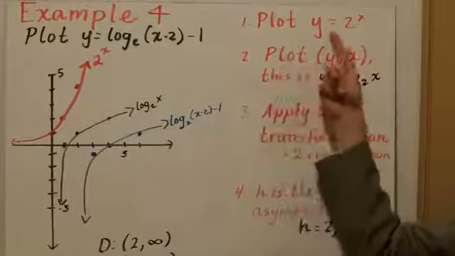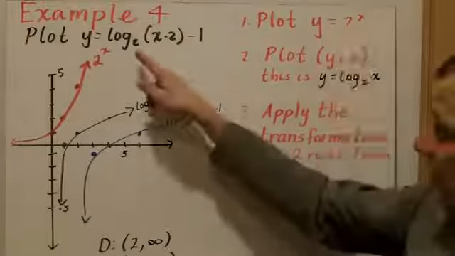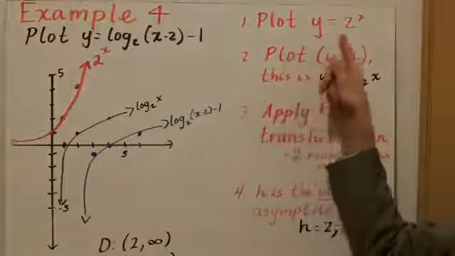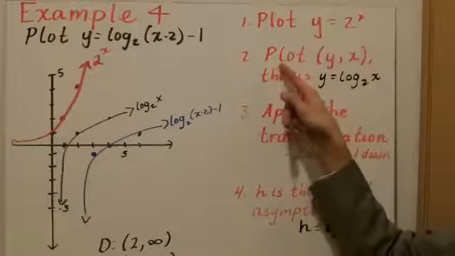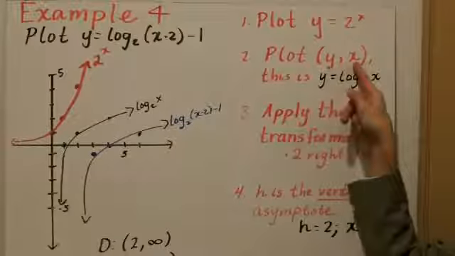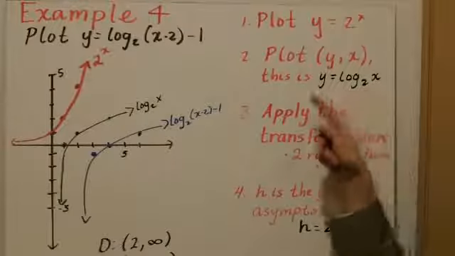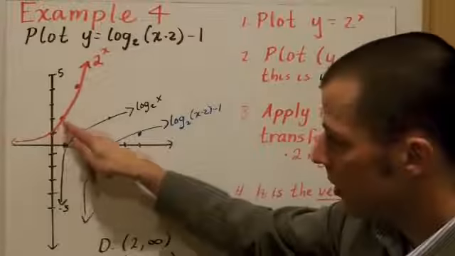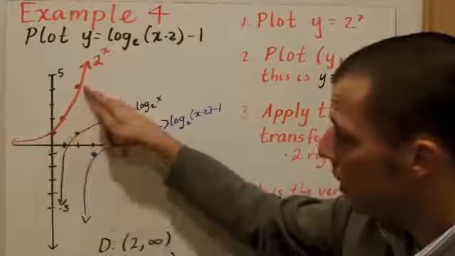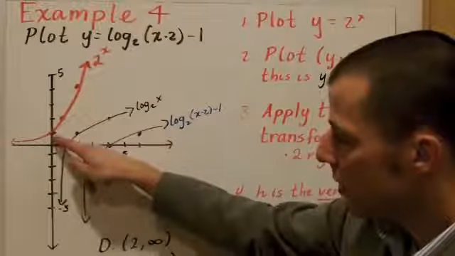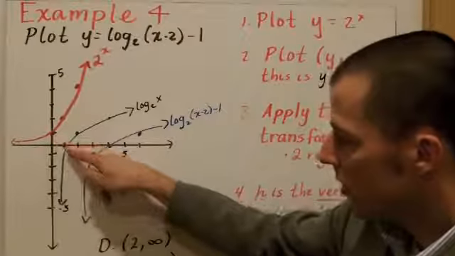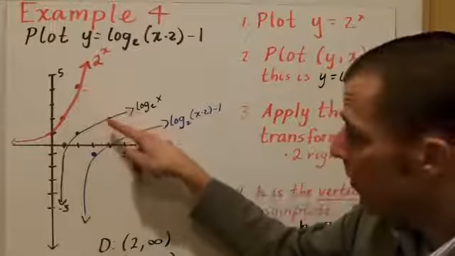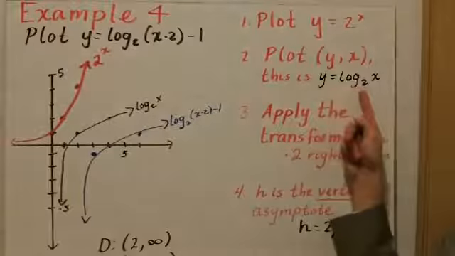Number 1, we plot the parent function, y equals 2 to the x, because it's base 2. We're ignoring the transformation. Secondly, we plot y, x. That would give us this function, and that's what you see in black. So for 2 to the x, we had (0, 1), (1, 2), (2, 4). We interchanged all those points. (0, 1) becomes (1, 0), (1, 2) becomes (2, 1), (2, 4) becomes (4, 2). And there's our parent log function.